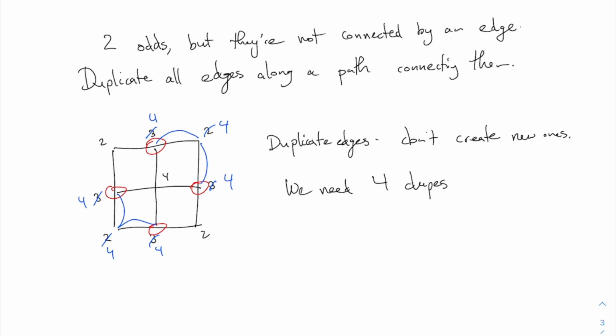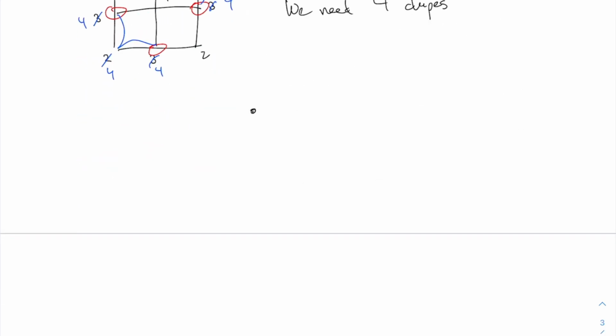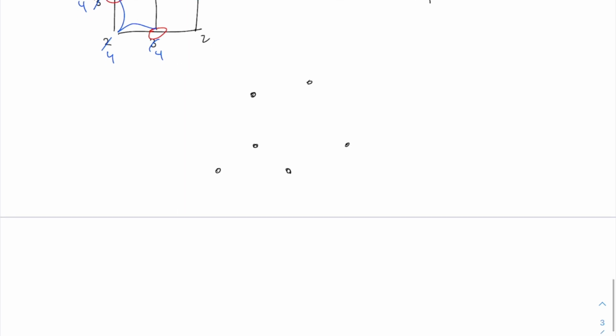This is how you know how many duplications are necessary. Here's just one more example, and then I have some for you to try. How about this? This is an especially bad one in that it requires many duplications in order to make all the degrees even. But if we look at this, what are the degrees?